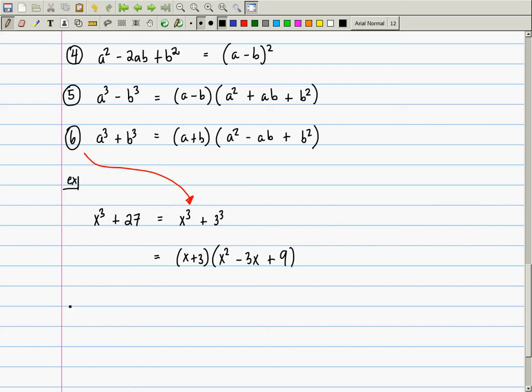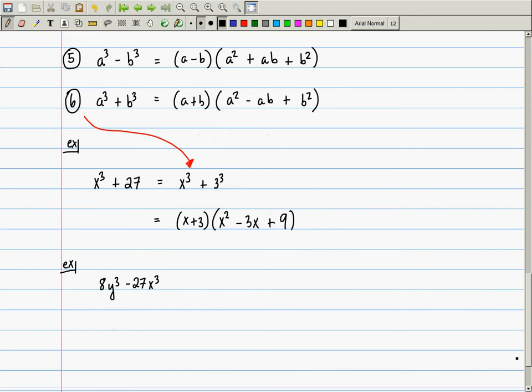Any question about it? Okay, so let's try again. Slightly more complicated. How about 8y cubed minus, let's think about this, 27x cubed. Which rule are you thinking about using? 5. Okay, good. So if you're going to use 5, the first thing you should do is rewrite the expression that I gave you as the difference of cubes.